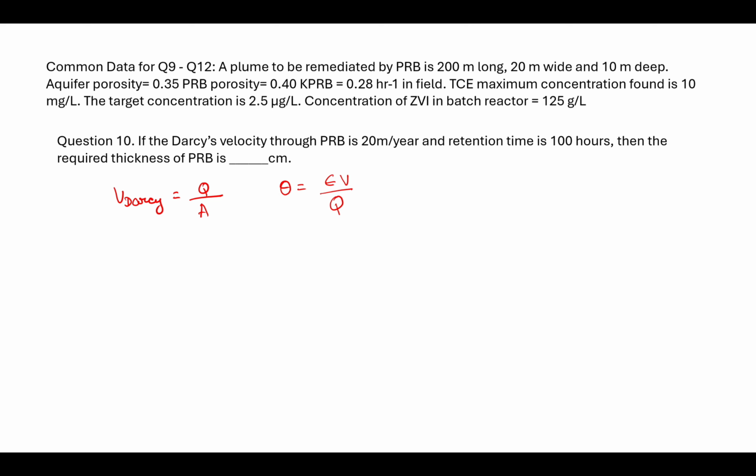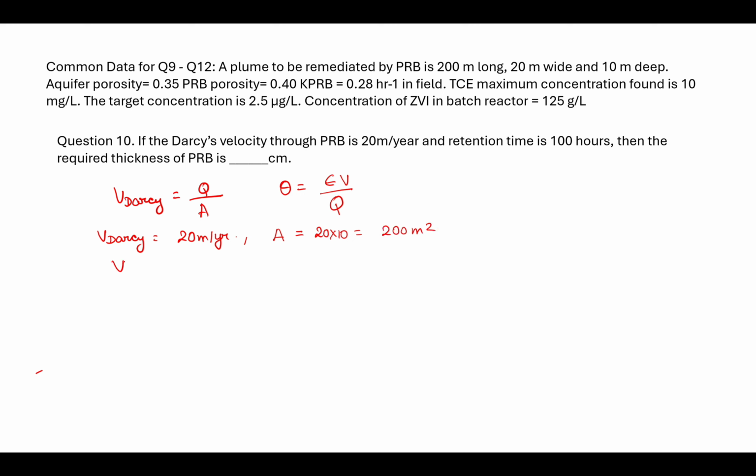So we have been given Darcy's velocity as 20 meter per year, and we have the cross sectional area. A will be, for the plume, 20 meter wide and 200 meter long. So the cross sectional area will be width into depth, 20 into 10, so it will be 200 meters square.